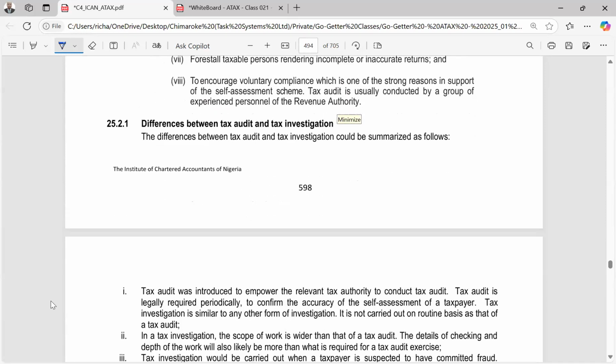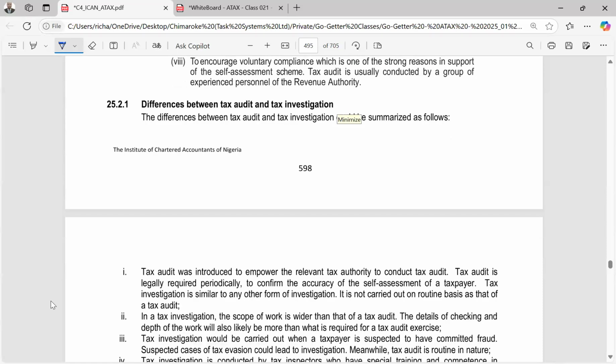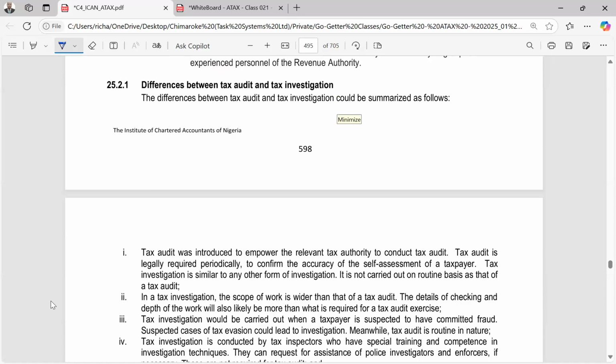Now, what are the differences between tax audit and tax investigation? Now, tax audit was introduced to empower the relevant authority to conduct tax audits, and it is legally required to be done periodically to confirm the assessment being submitted by the taxpayer.